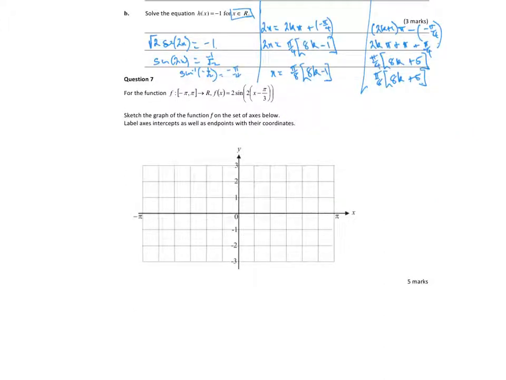Okay, so let's just check out question 7. So we've got our amplitude and period first things. Amplitude is equal to 2, that's that one. Period is equal to 2 pi on 2, which is pi, and it's a sine graph. So let's go pi on 2, halfway there. So the graph would be, there's the standard graph there for sine, isn't it? Pi on 2, halfway there.